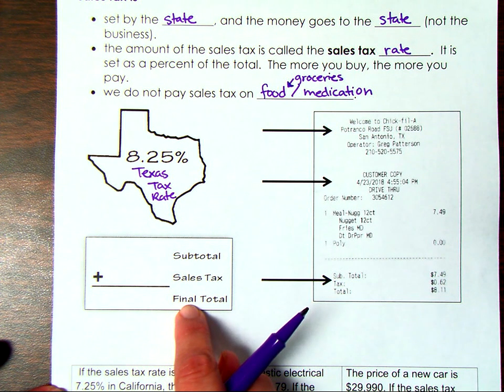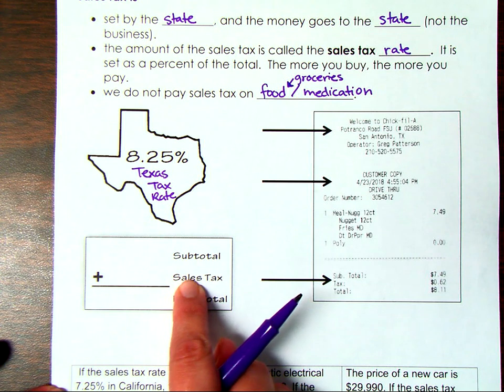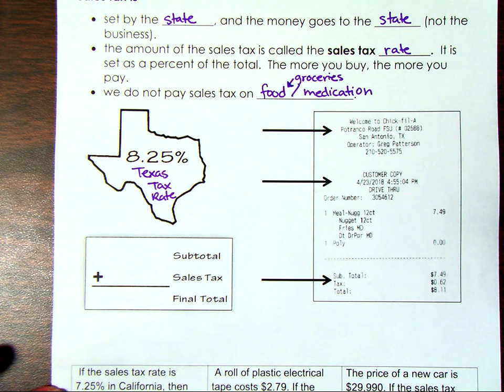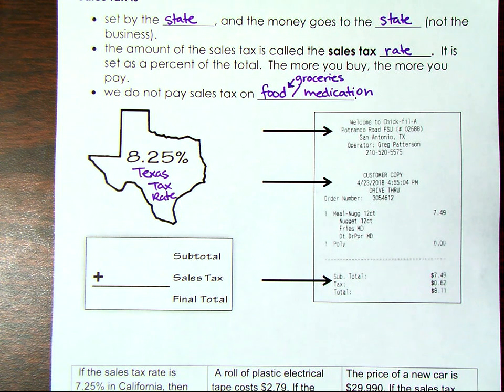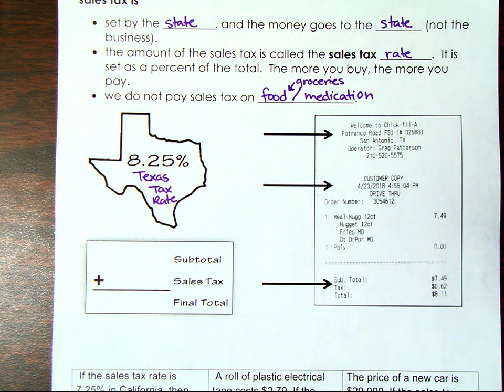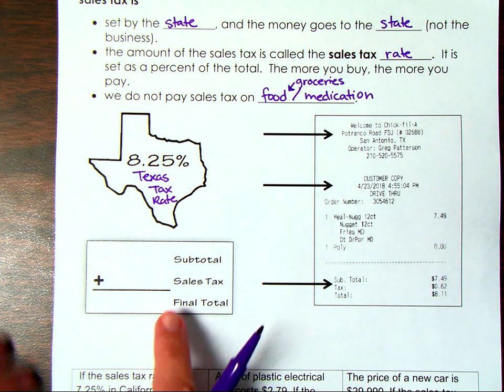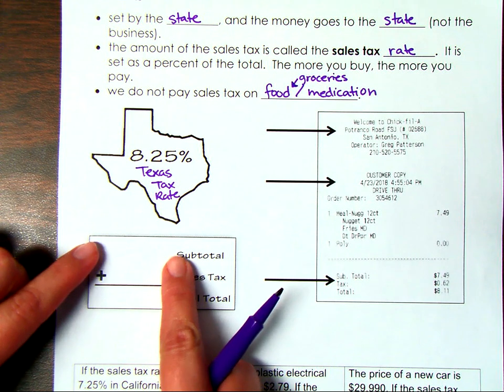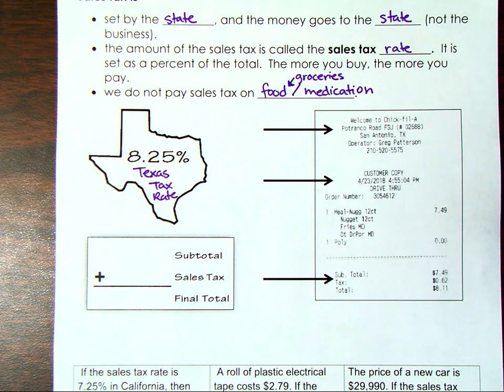So read very carefully, because some questions just want the sales tax and some questions want to know how much you're going to pay. So if they say how much do you pay in tax, then you want to just find the sales tax. If they say how much was your final amount, that means you have to find the sales tax and add it to your subtotal. So we'll see a couple of examples in just a minute.